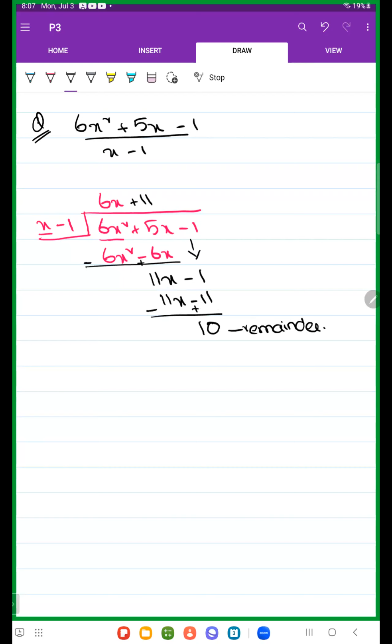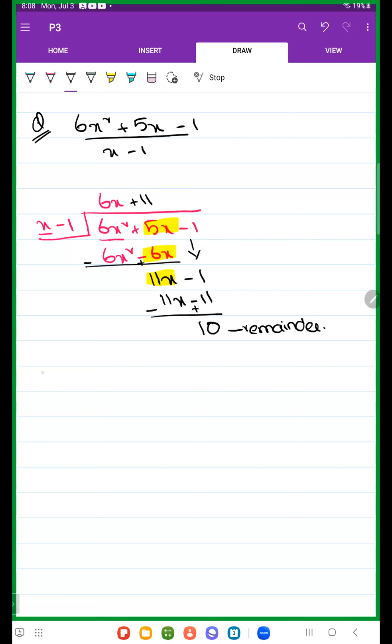We won't bring 5x separately before bringing -1 down. We did subtract 5x, yes? We subtracted 5x from -6, so it becomes 11x. Okay, got it. So now we do not need to bring it down separately. Let's try to do another question.